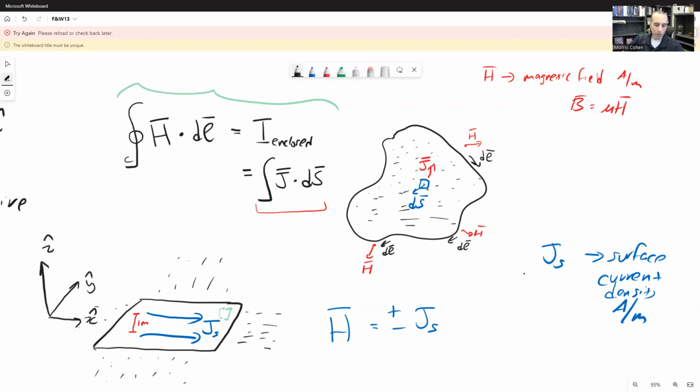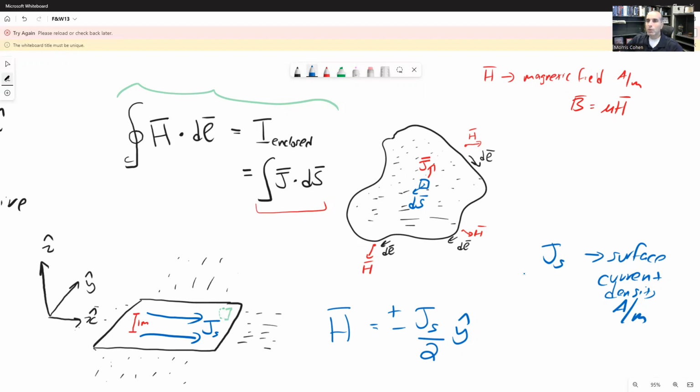H turns out to be plus or minus Js over 2 in the Y direction. All right. Now that's kind of weird. So let's examine this for a second. First of all, why is there a plus or minus? It's positive or negative on opposite sides of the boundary. It goes in the positive Y direction on one side and in the negative Y direction on the other.